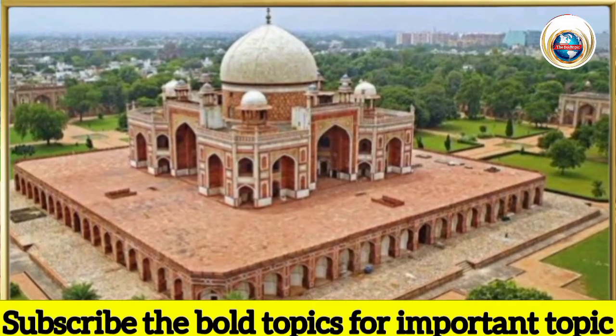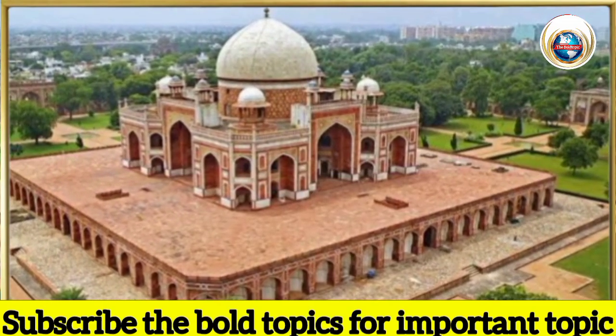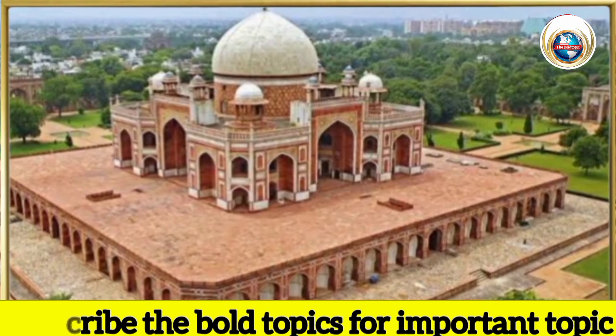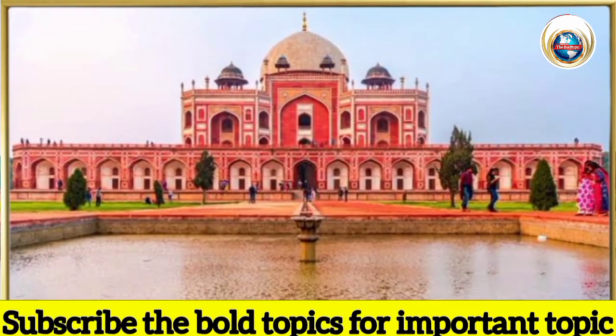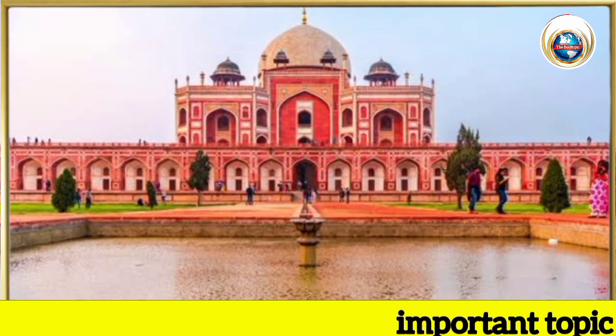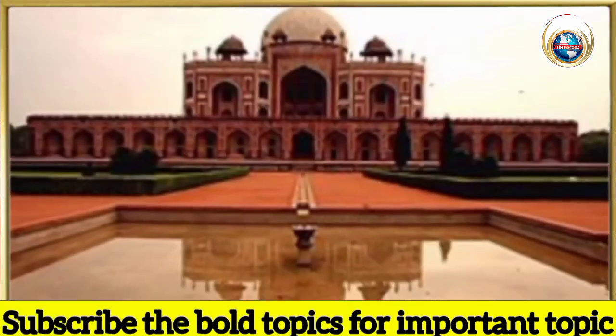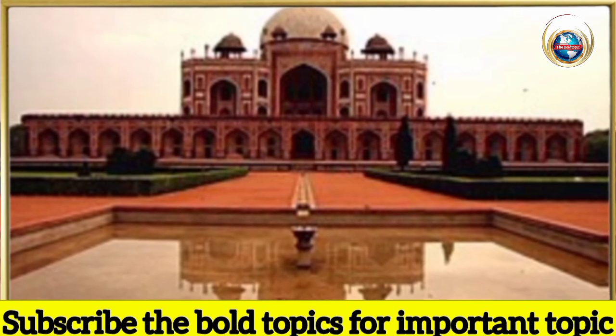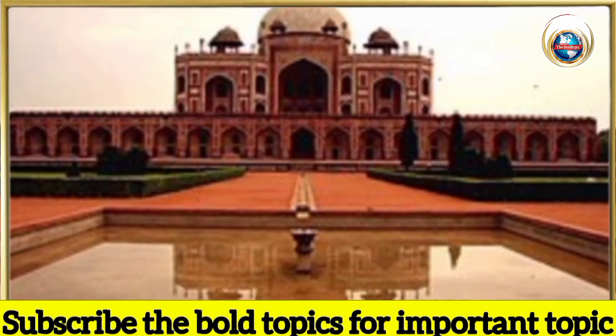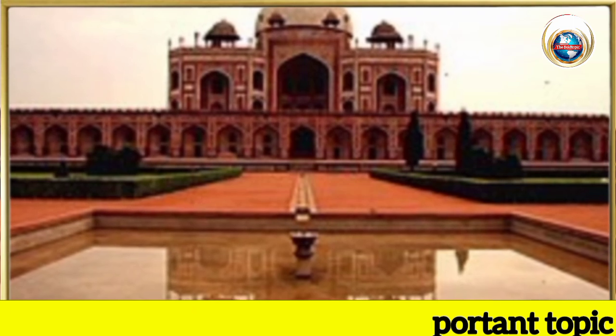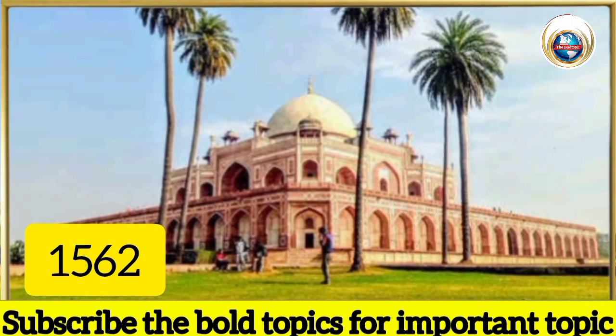Humayun's tomb contains the tombs of Humayun and many other royal people. It is the first example of Mughal architecture in India. It has the Charbagh style, which later gave birth to the Taj Mahal. The tomb was built in 1562 on the orders of Humayun's widow, Begum Hamida Banu Begum.